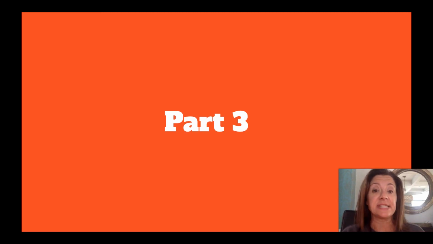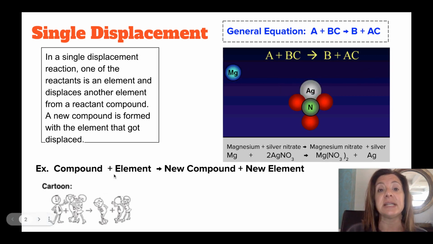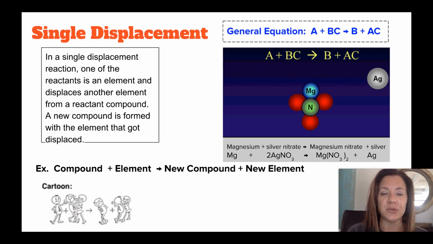Now that we've covered synthesis and decomposition reactions, we're going to be moving into our third type of reaction called single displacement or single replacement. So let's take a look at the general equation. We have A plus BC yielding B plus AC. So in this type of reaction, we are always going to have some sort of compound plus an element yielding a new compound and a new element.